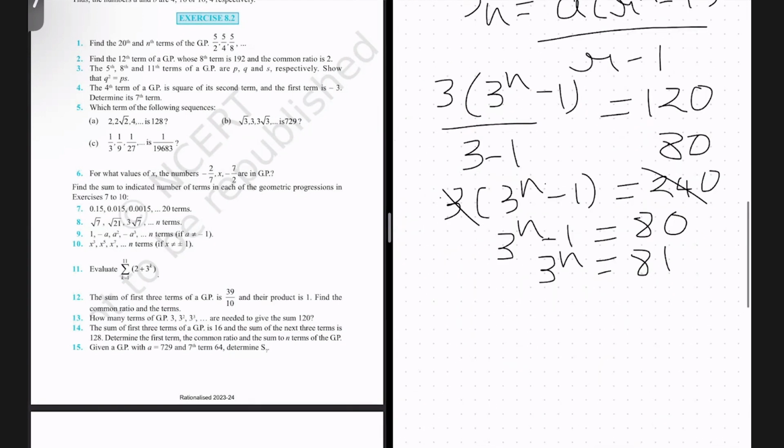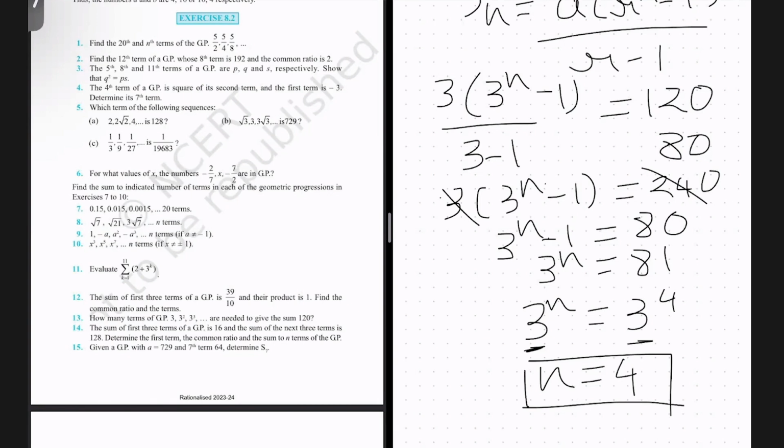When you solve for n, the final answer that you're going to arrive at is 3 raised to the power n equal to 3 raised to the power 4, because 81 is nothing but 9 squared and 9 squared is nothing but 3 squared. So 2 into 2, that gives us 4. So 81 can be expressed as 3 raised to the power 4. As both these bases are the same, I can compare the powers now. So n is going to be 4. So you need the sum of the first 4 terms in order to get the sum of the GP to 120. Correct? That was the solution for the 13th question.